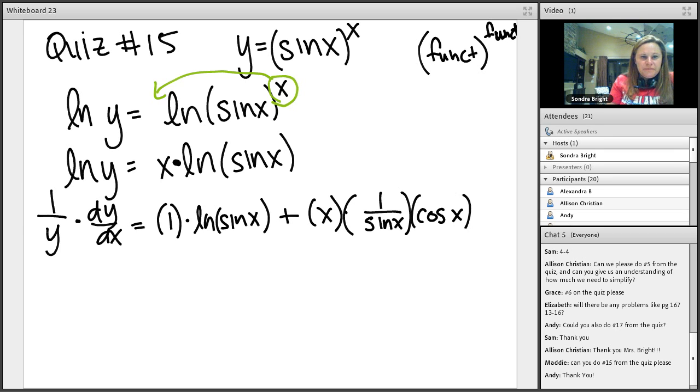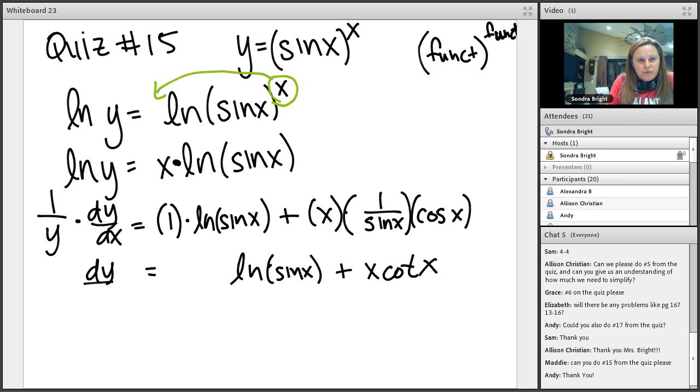All right, so that means we've got a natural log of sine of x, and we've got an x times cosine over sine, which is cotangent, so I would change it to cotangent like that. And then you could multiply both sides by y to solve for dy/dx. And then don't you dare leave a y in there. You're going to take that now and replace y with sine of x to the x. Plug that in there.